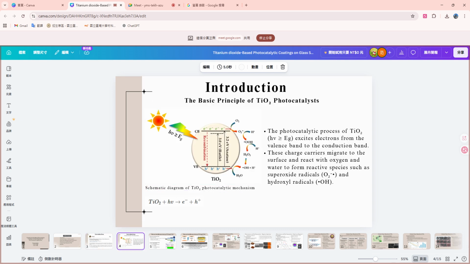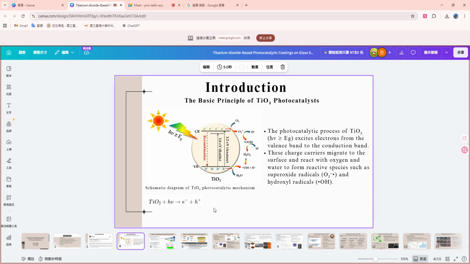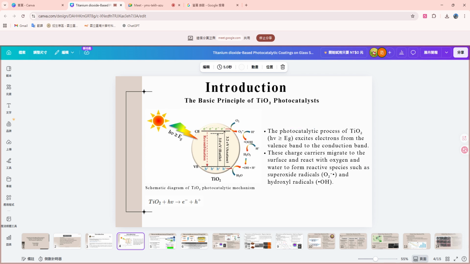Next, the basic principle of the TiO2 photocatalyst. When TiO2 absorbs light with energy greater than or equal to its band gap, the electrons are excited from the valence band to the conduction band, and positive holes remain in the valence band. These electron-hole pairs then migrate to the surface.